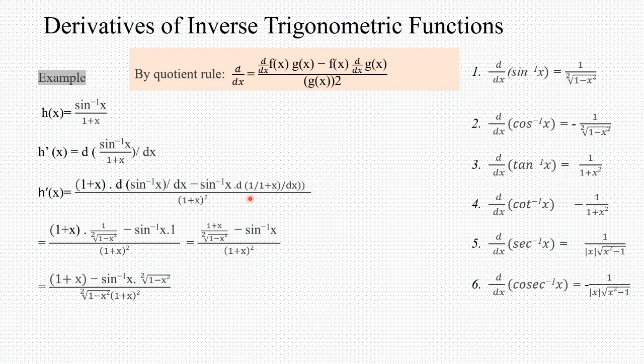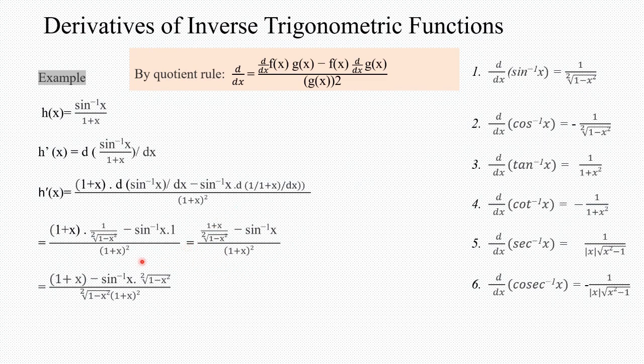x times differentiation of 1 plus x, whole divided by 1 plus x whole square, which is equal to 1 plus x times differentiation of sin inverse x, which is 1 divided by under the root 1 minus x square, minus sin inverse x times differentiation of 1 plus x, which is 1, whole divided by 1 plus x whole square.